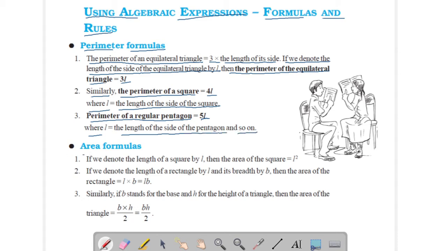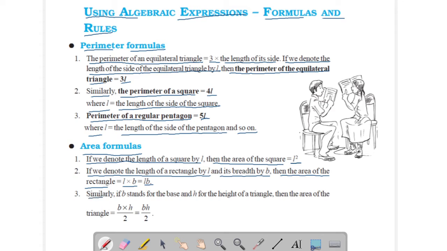Now area formula. First, if you denote the length of a square by L, then the area of the square is equal to L square. Second point, if you denote the length of a rectangle by L and its breadth by B, then the area of the rectangle is equal to L into B, equal to LB.